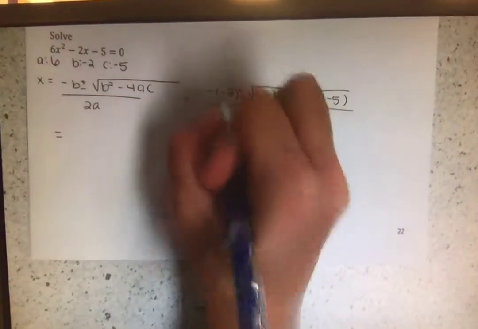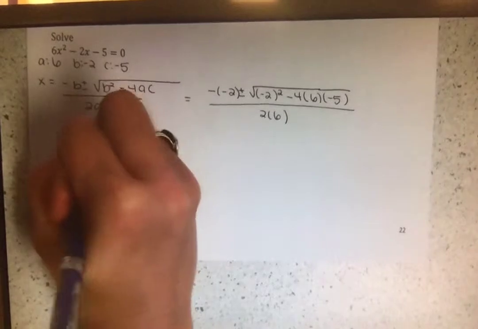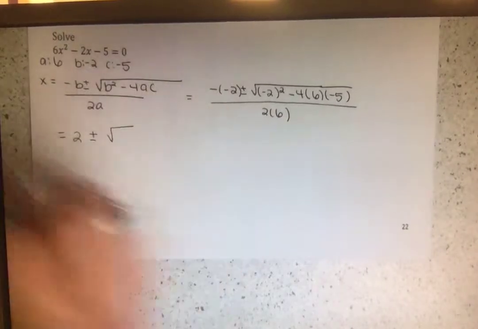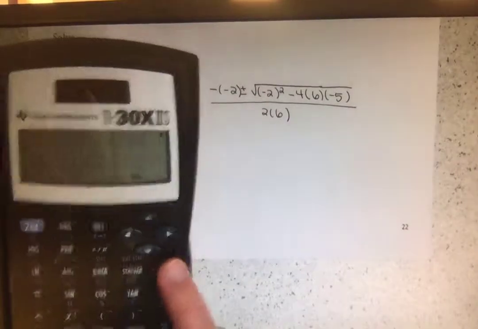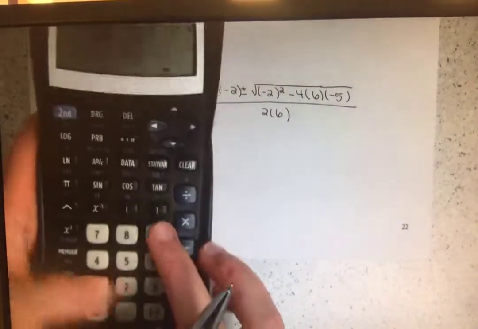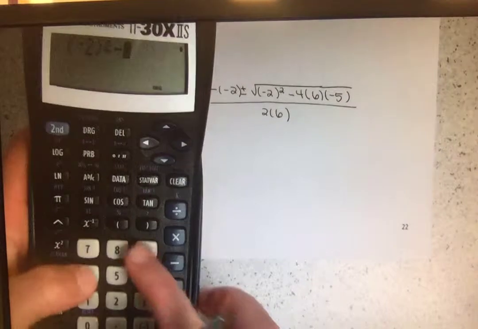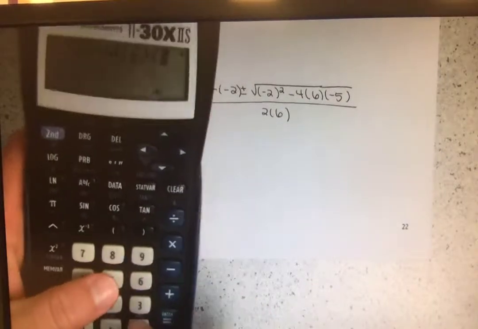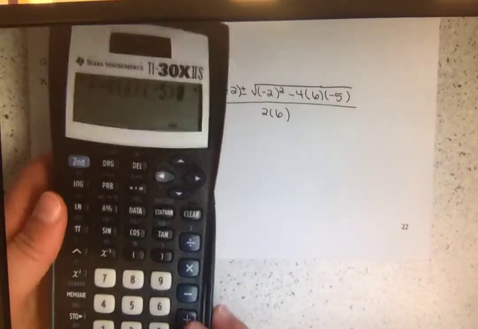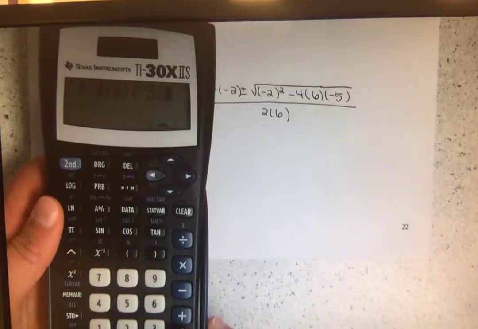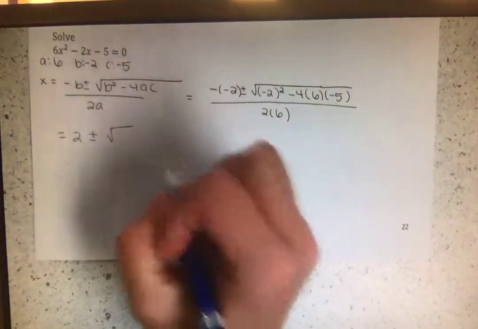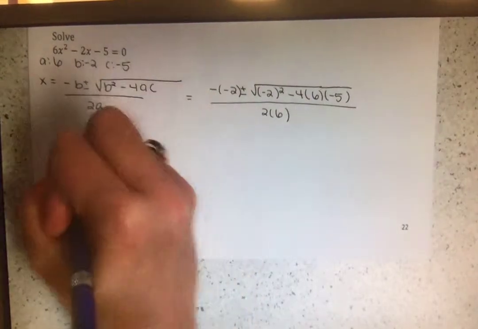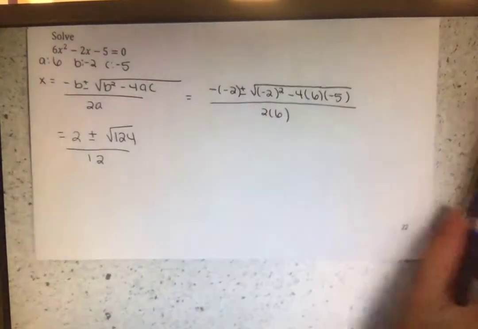Simplifying it, negative 2, so the two negatives make a positive. So positive 2 plus or minus the square root. Plugging this into our calculator, we have negative 2 squared minus 4 times 6 times negative 5, exactly like we see it with the parentheses and all underneath the radical. Pressing enter, we get 124 all over 2 times 6, which is 12.